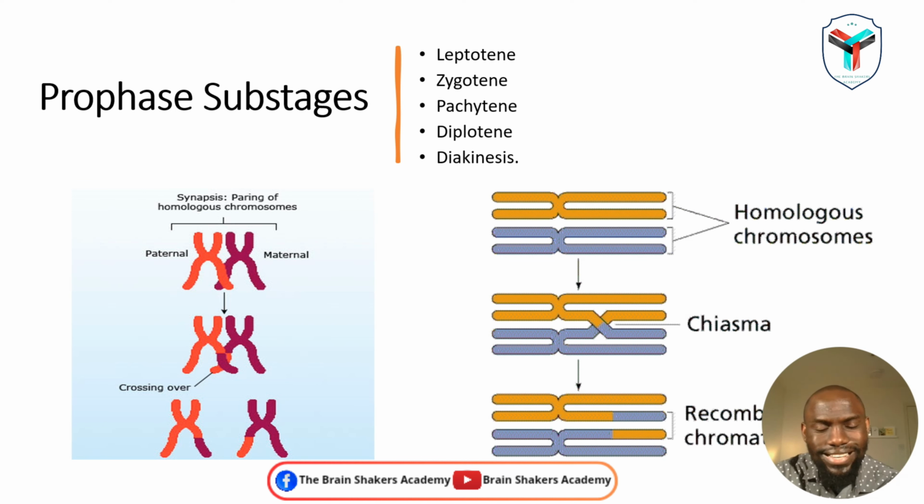So when the cell has entered prophase 1, it will have to go through the 5 phases that we have talked about. Now, these phases allow the chromosomes to exchange genetic material and complete the process of genetic recombination. So the first stage is the leptotene stage. This is where the exchange of genetic information begins.